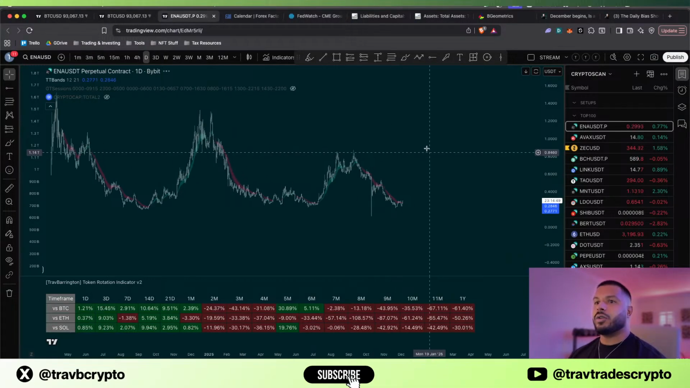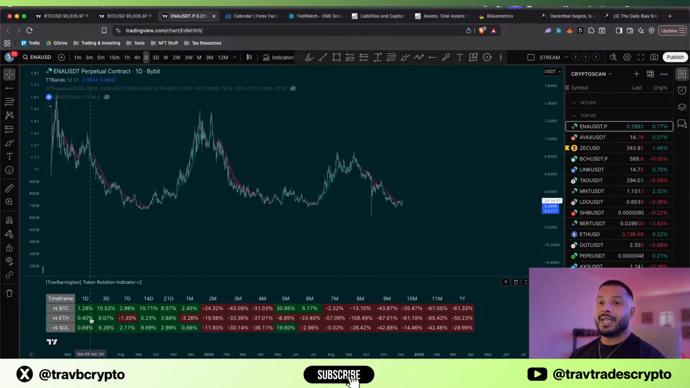In a nutshell, all we're looking for is the 1 day to the 1 month to be lighting up green, and that shows that the particular asset or token that we're looking at is outperforming the majors on a relative USD percentage basis. So when these lower time frames are aligning, turning green, that says capital's rotating in. When these time frames are turning red, it means capital's rotating out.